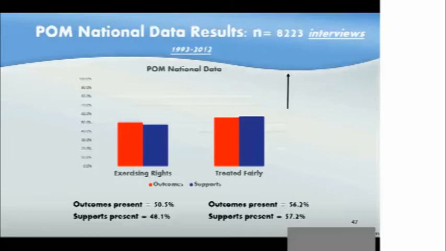I want to include personal outcome measures national data. Eventually, we're going to be comparing our POM data to the national data of personal outcome measures. The number in the sample was 8,223 interviews from 1993 to 2012. In the outcome exercising rights and treated fairly, I thought these percentages were low.